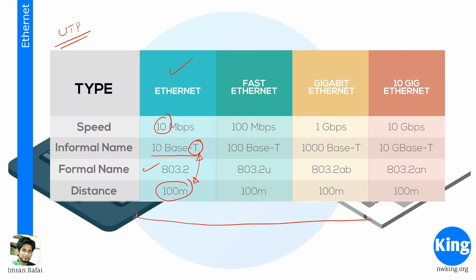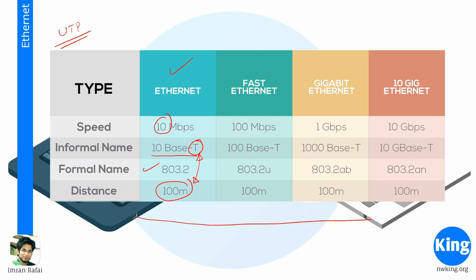These UTP cables, electrical signals can run for 100 meters. It doesn't mean that you cannot use UTP cables or Cat5 or Cat6 cables for more than 100 meters. All it means is that at 100 meters, you will have to use a device like a switch or a hub or a repeater or whatever to regenerate those signals, right?